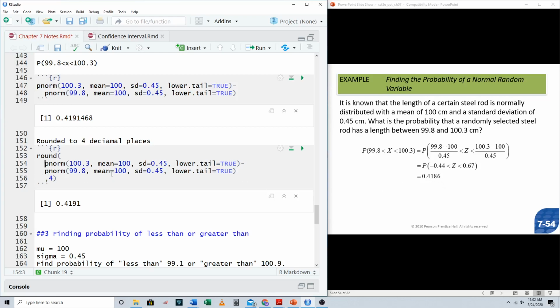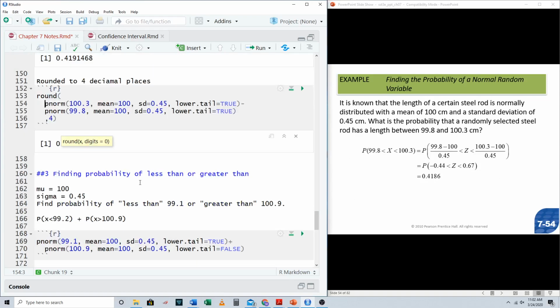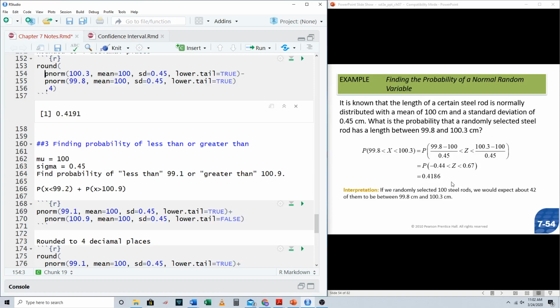Okay, and again, that's expected because here we have two values we're not rounding, where here they did round both values. So moving on, probability of less than or greater than.